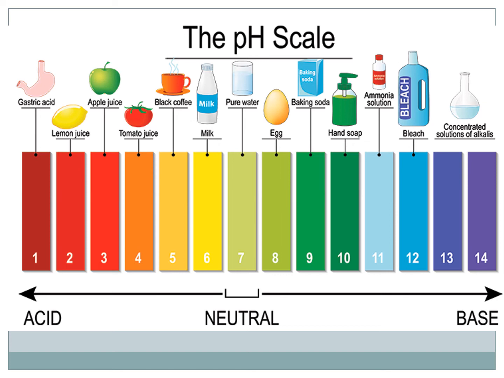After that we can discuss the range as well, like 1 to 6.9 is acid and more than 7 is base. This is already the pH scale.